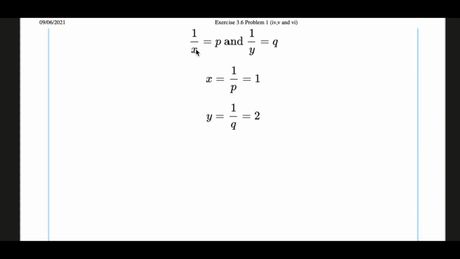In the starting, what we have done is we have put 1 by x equals to p and 1 by y equals to q. Now x will be equal to 1 by p, and the value of p was 1, so the value of x is 1. Similarly, y is equal to 1 by q, and the value of q was 1 by 2, so the value of y is 2. So our answer is x equals to 1 and y equals to 2.